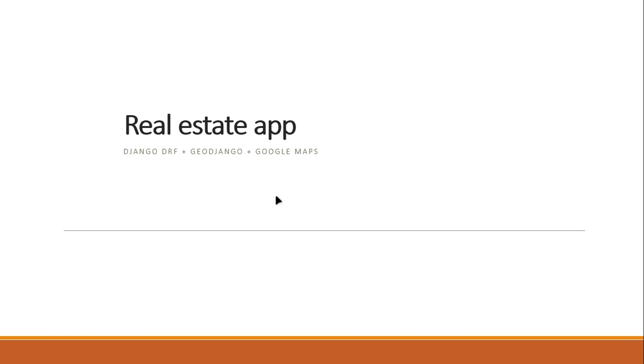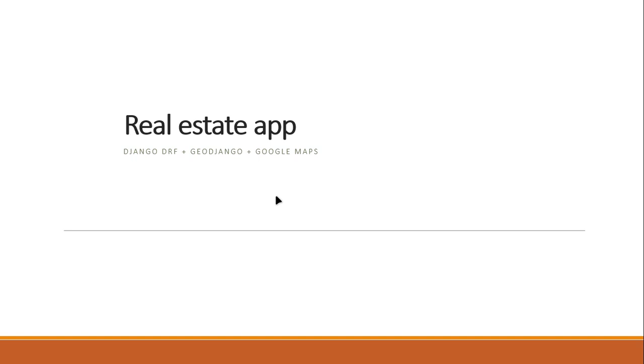Now, in this one, we're going to be building a very simple real estate app, and it is going to be based off Django. I'm going to be using the REST framework, and then on the front end, we're going to be using the Google Maps API.